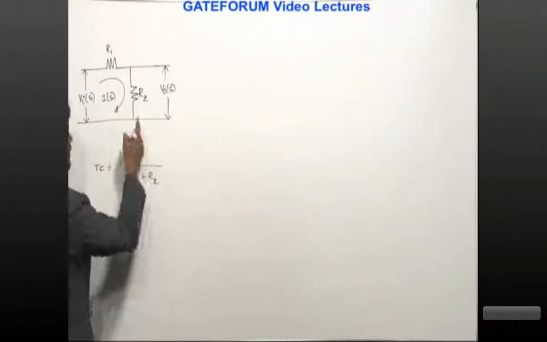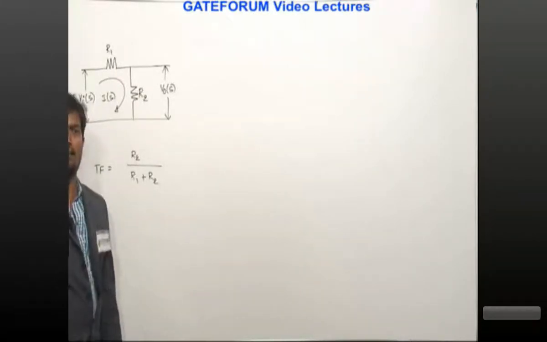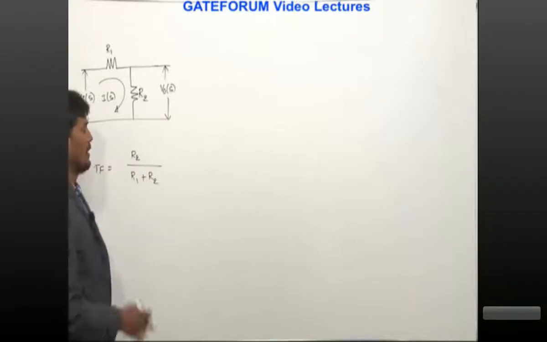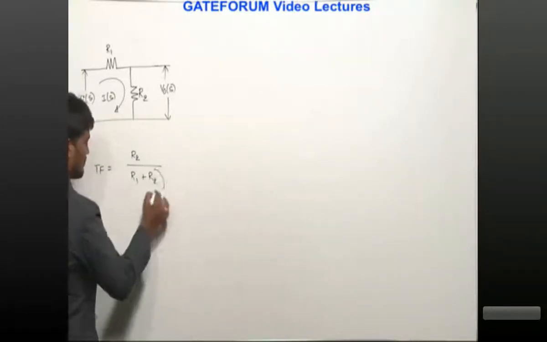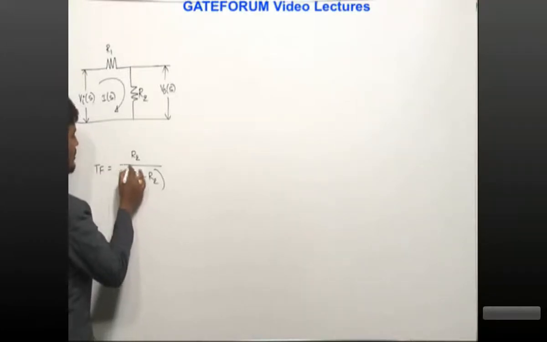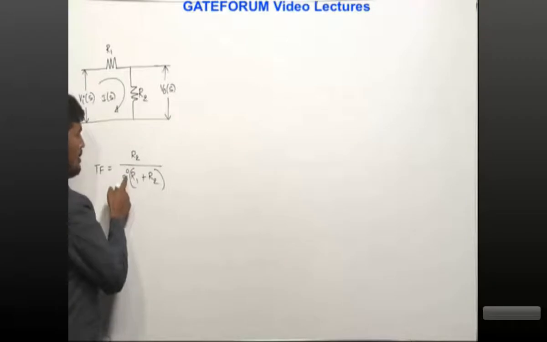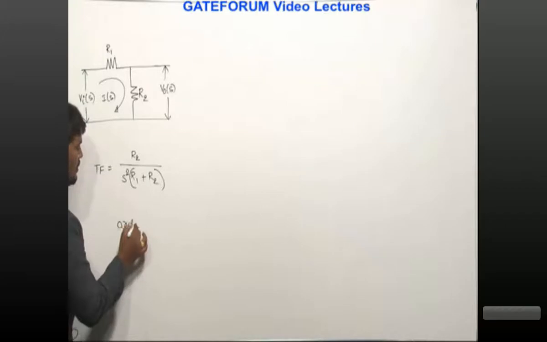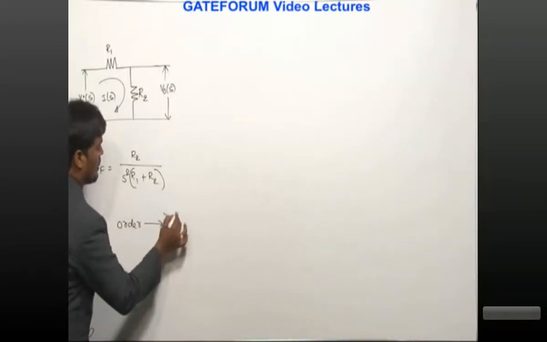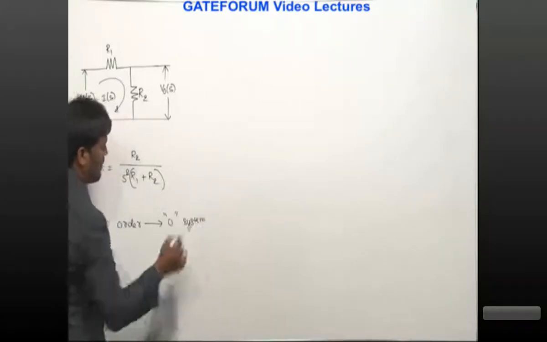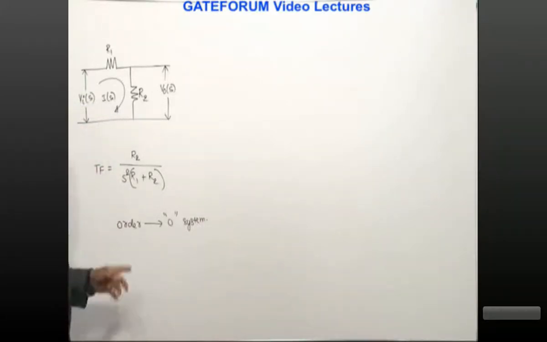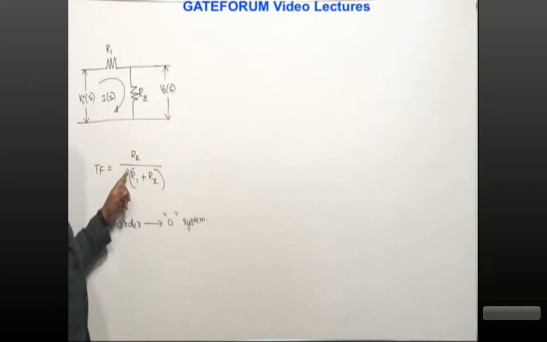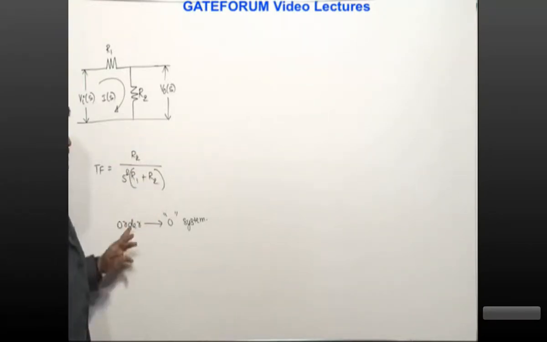If you see here, a resistor is independent of frequency up to one level. In other subjects, you will learn this. As a resistor is independent of frequency, the power of s in the denominator is 0. What is s power 0? 1. Multiplying by 1 into R1 plus R2, the result remains the same. The power of s in the denominator of the transfer function is 0. As the power of s in the denominator of the transfer function is 0, it is called an order 0 system. What is meant by order is the highest power of s in the denominator of the transfer function. Here the order is 0. Reason: the resistor is independent of frequency. That's why it is called an order 0 system.